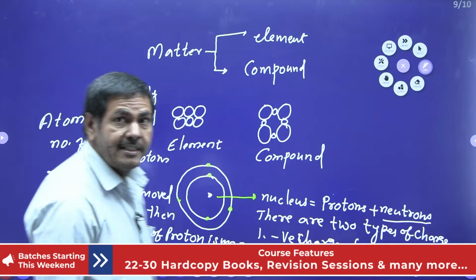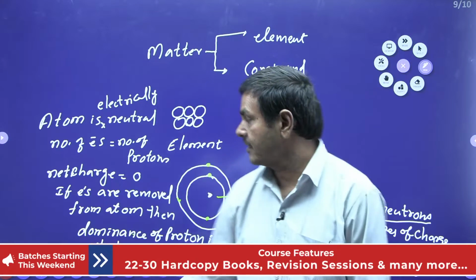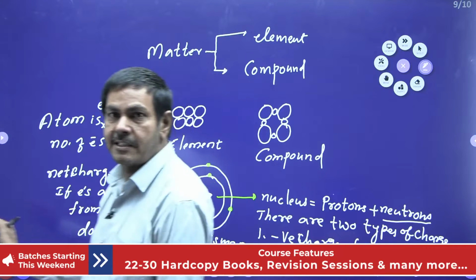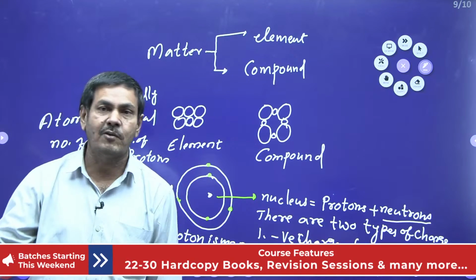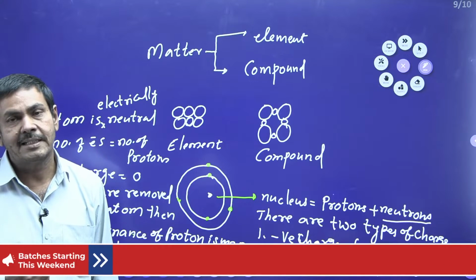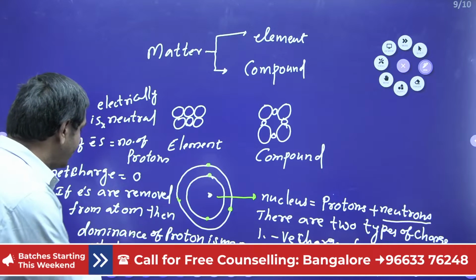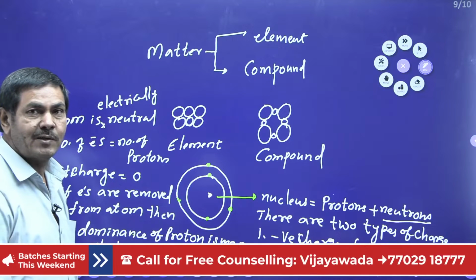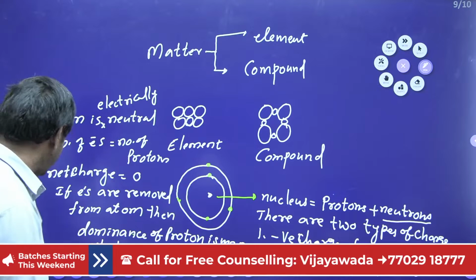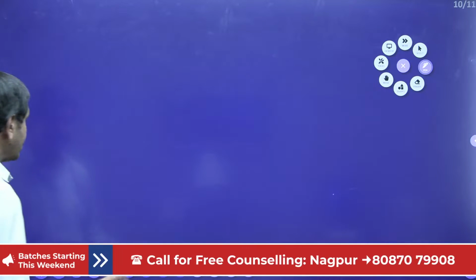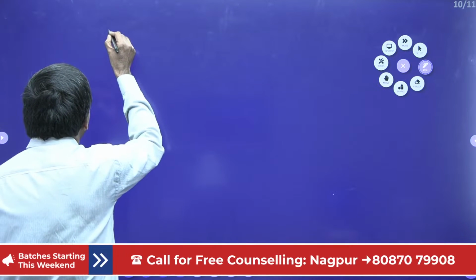That means in this particular atom, there is a deficiency of electrons. Why deficiency? We removed a certain number of electrons from the outermost orbit. In that case, dominance of protons is possible. In that case, net charge we are going to call as greater than 0 only. Students will get it.